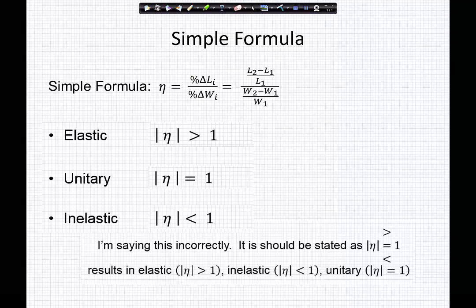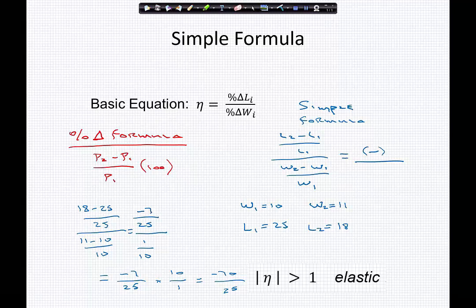If we have elastic such that we have our elasticity value greater than the absolute value of -1, then we're simply saying that as wage changes, the number of labor units change even more proportionately. If it's inelastic, then what we're saying is as the wage changes, the number of labor units changes even less proportionally. And unitary elastic is telling us that as the wage changes, the number of labor units changes exactly with the same proportion.